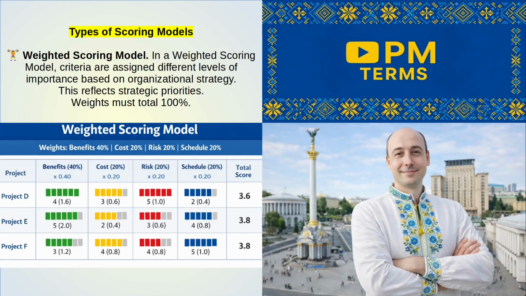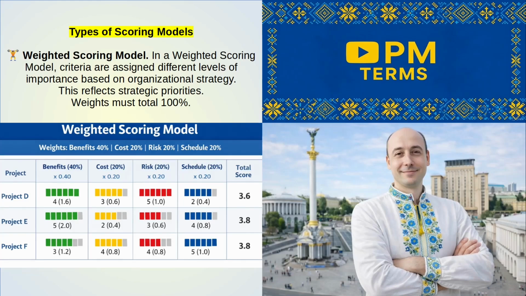Project F: benefits 3 times 0.4 equals 1.2. Cost 4 times 0.2 equals 0.8. Risk 4 times 0.2 equals 0.8. Schedule 5 times 0.2 equals 1.0. Total score: 1.2 plus 0.8 plus 0.8 plus 1.0 equals 3.8.